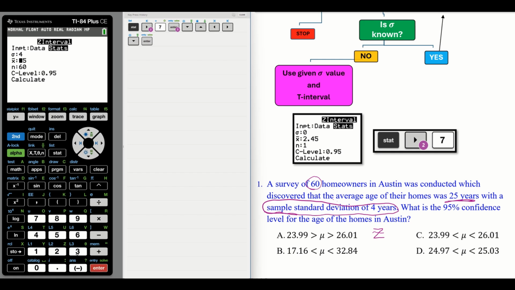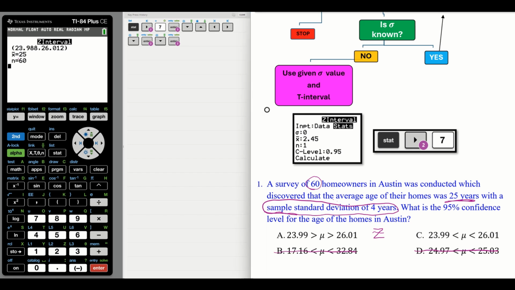We have a deviation of 4 years, our mean is 25, and we have 60 homeowners who were surveyed, and a confidence level of 0.95, and we get 23.988. Well, let's look at what we have. Be careful. Yes, you can scratch out B and D, but when you look at A and C, obviously there's something wrong with A. These don't make sense. You cannot say that 23.99 is greater than 26. This A just doesn't make sense, so it has to be C.